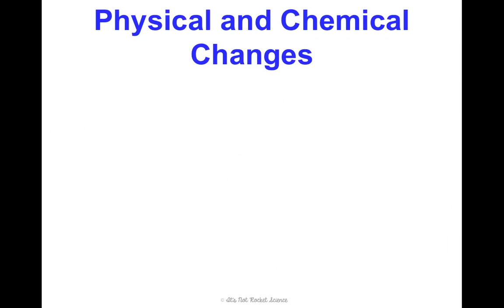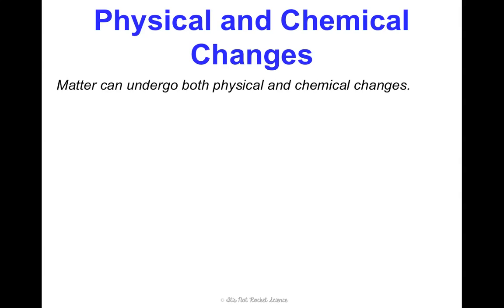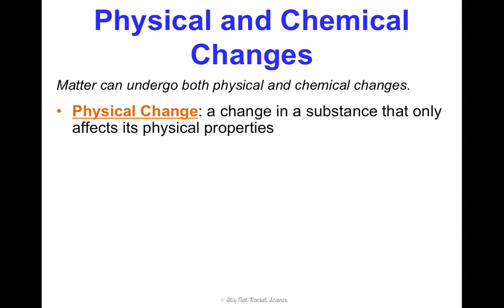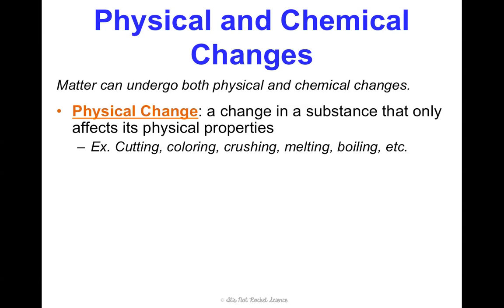So when we're observing a chemical property, a change is occurring in the substance, and it's specifically a chemical change. But matter can undergo physical or chemical changes, so it's important you know the difference between those. A physical change is when I change a substance, but I'm only changing its physical properties. Like I take a piece of paper and I cut it in half, or I color on top of it, or I crumble it up into a ball. It's still paper. Or like an ice cube when I melt it. It's still water, it's just no longer a solid. These are ways that I'm physically changing it.